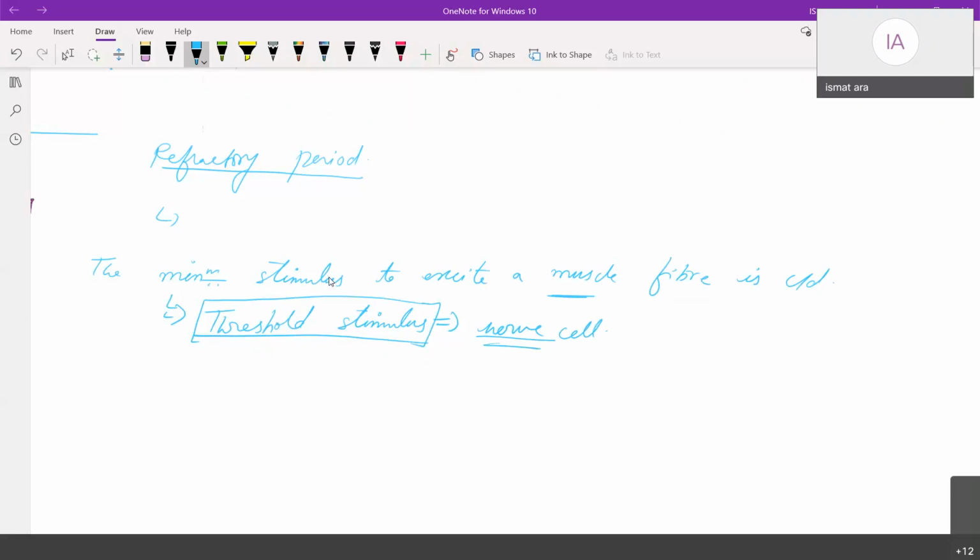That means same definition again. The minimum stimulus to excite a nerve cell is called threshold stimulus. Because nerve cells are also excited. There we can see phenomena like depolarization and repolarization. When you give it a stimulus, it is excited. The same definition of threshold stimulus holds for muscle fiber as well as nerve cell.